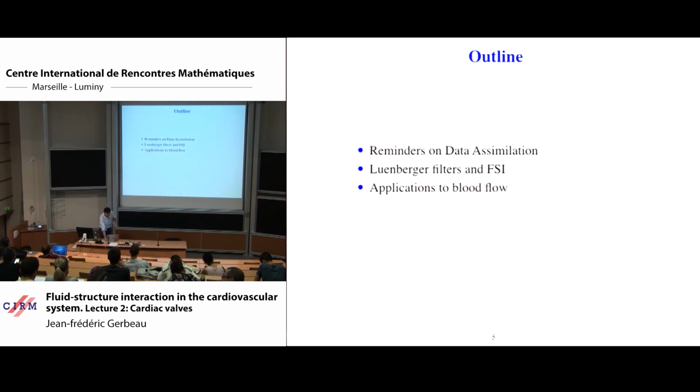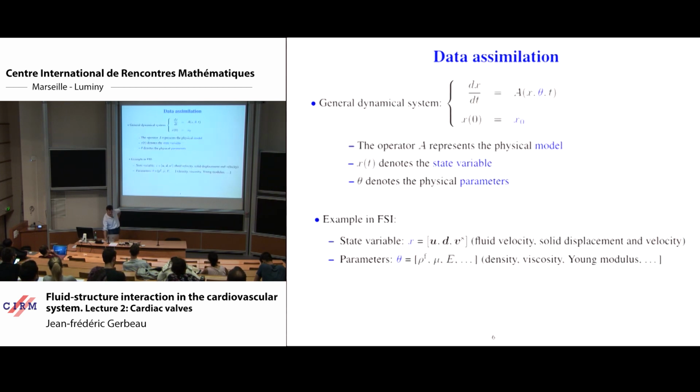So I will start with some very basic reminders. Most have been already presented by Philippe, just to have the notation. You remember in the Philippe Moireau presentation, we have a general dynamical system. In our case, the state variable x will be the fluid velocity, the solid displacement, and the solid velocity. So you can see a huge state variable.